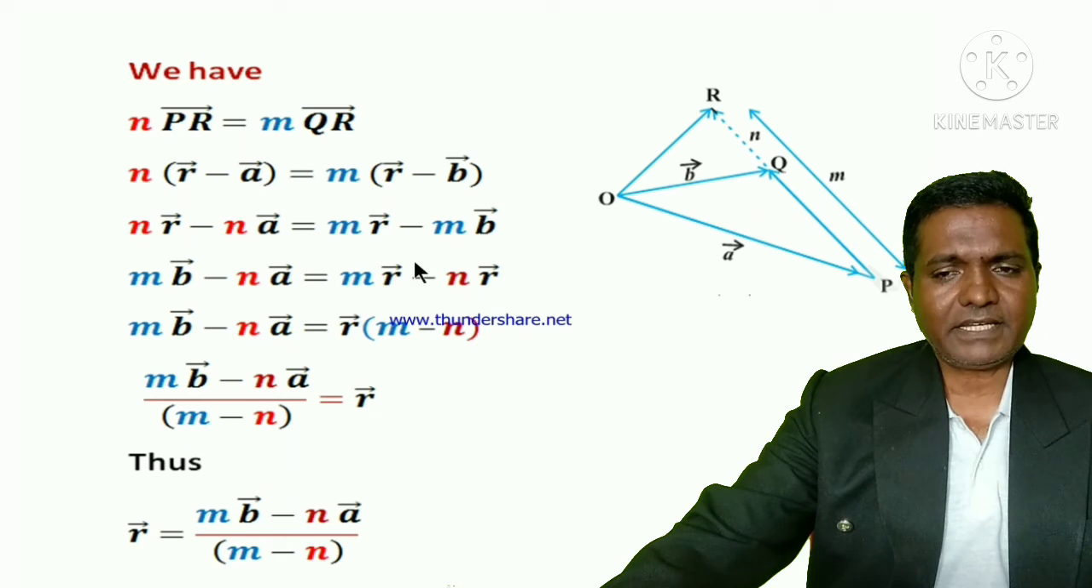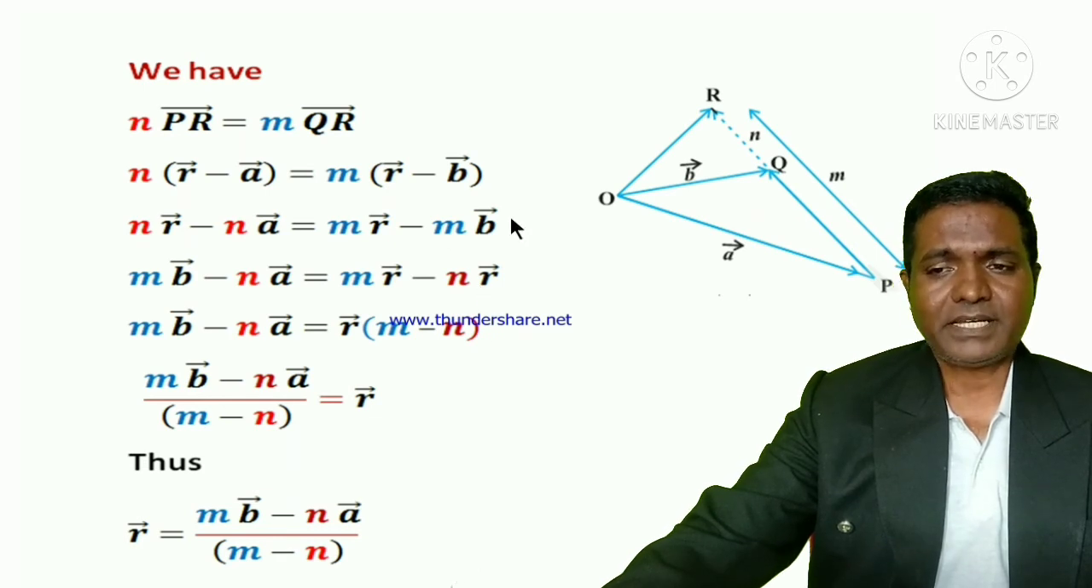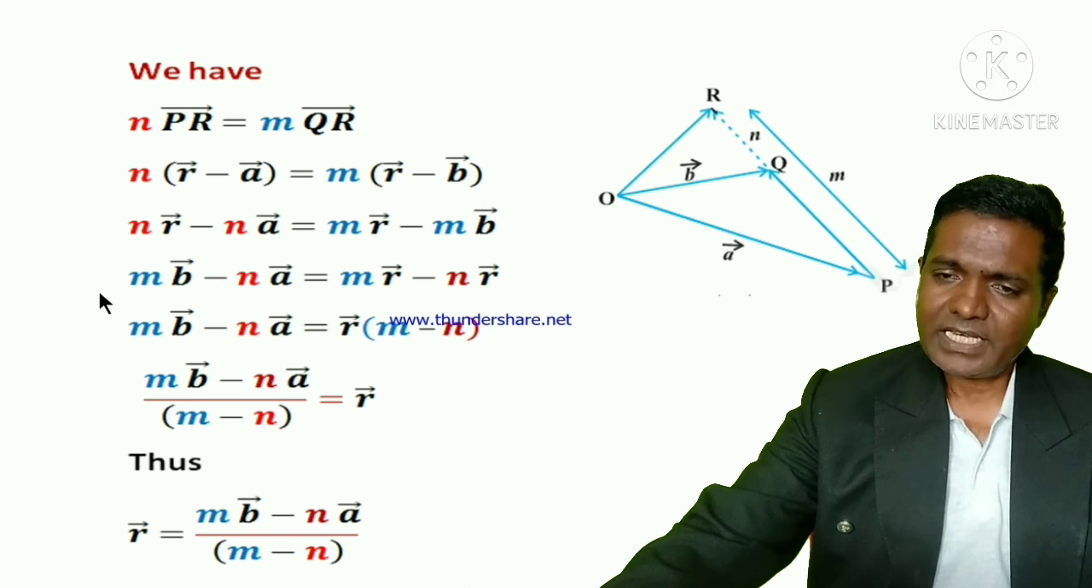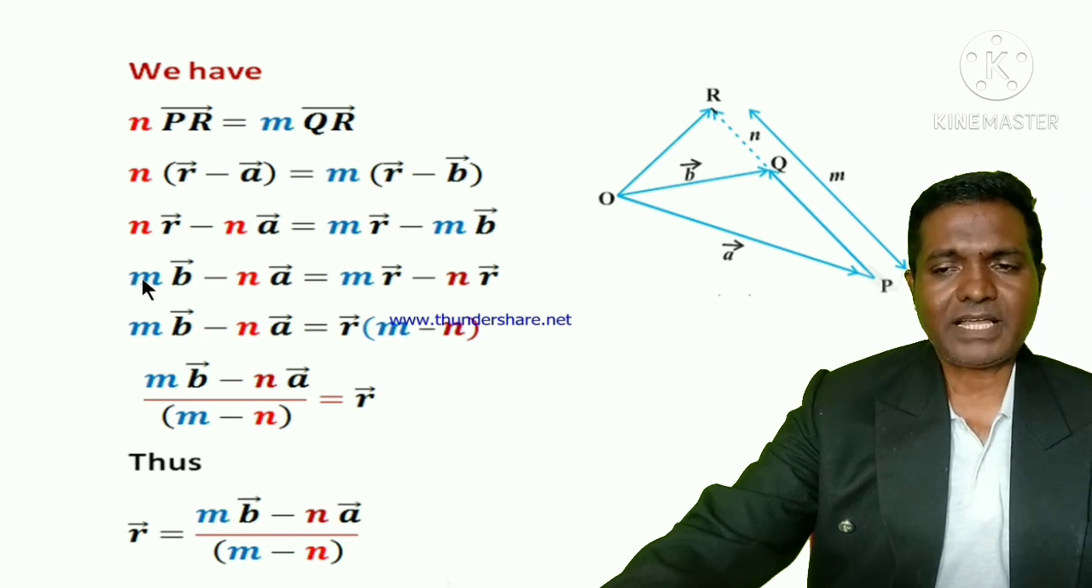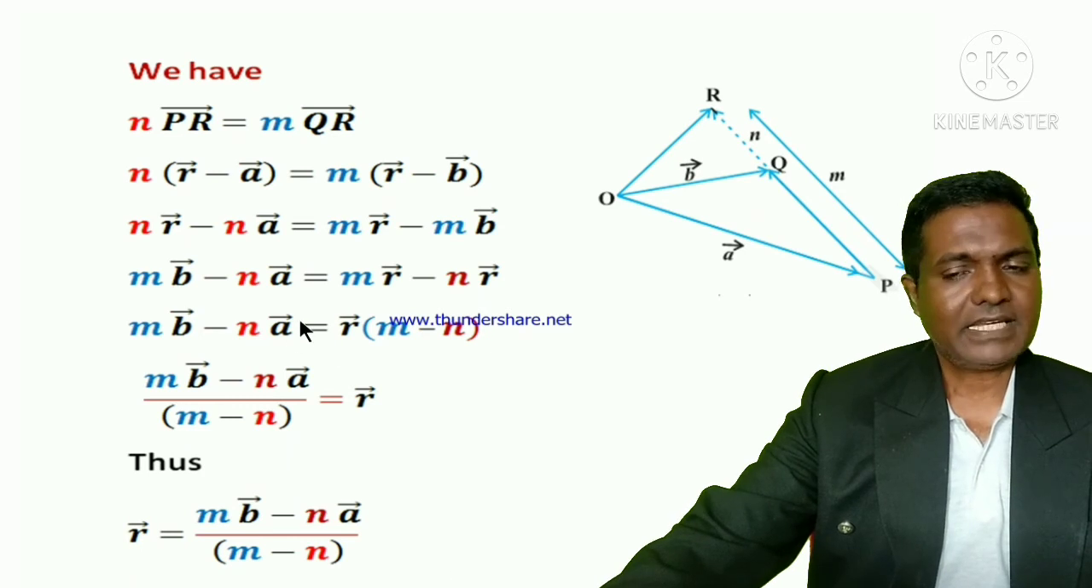So this n vector r, bringing this side becomes minus n vector r, and bringing this to the left, that becomes plus m vector b. So minus m vector b becomes plus m vector b, this as it is, n vector a. Now from these two you can take vector r common. So you're left with m minus n, nothing changed in the left side.